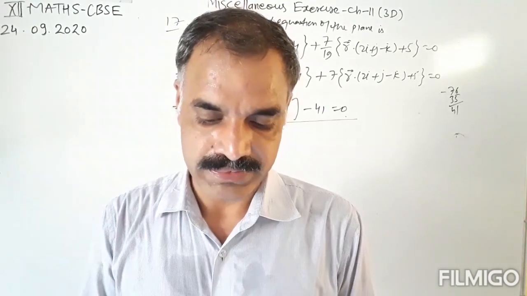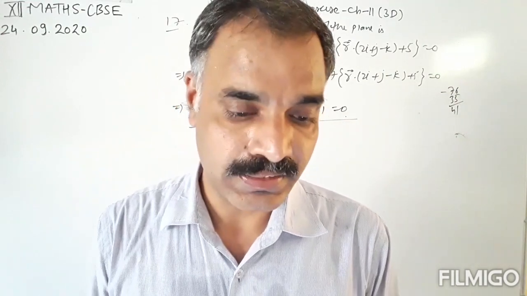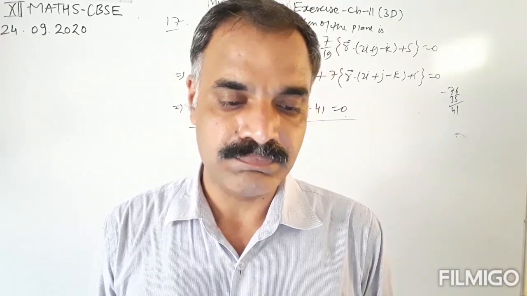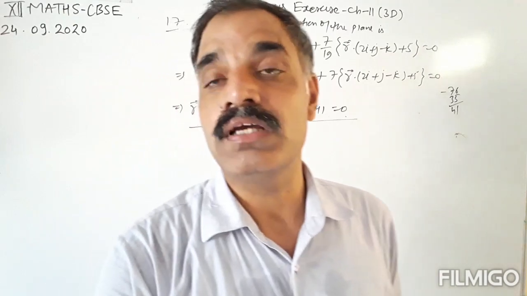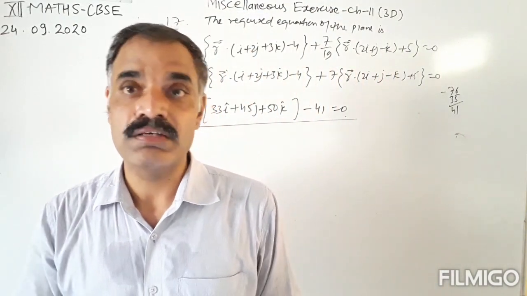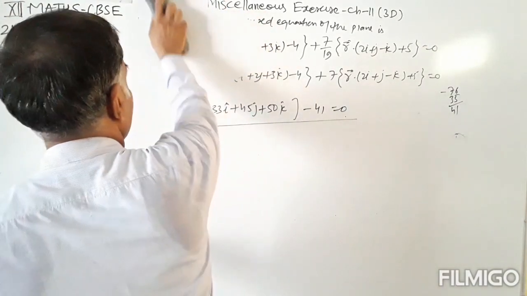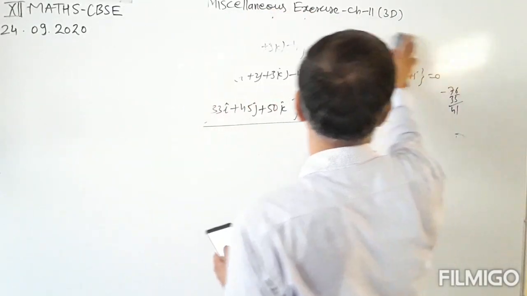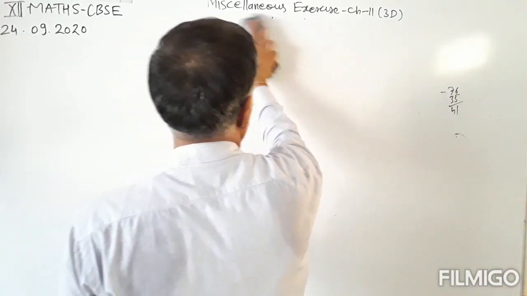So now question number 18. Question number 18 is: find the distance of the point (minus 1, minus 5, minus 10) from the point of intersection of the line and the plane. So we have to find the distance of the given point from the point of intersection of the line and the given plane.